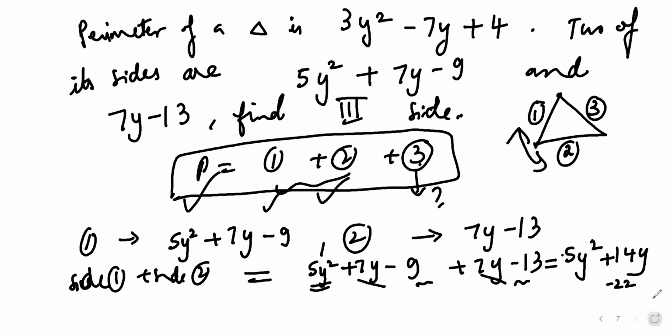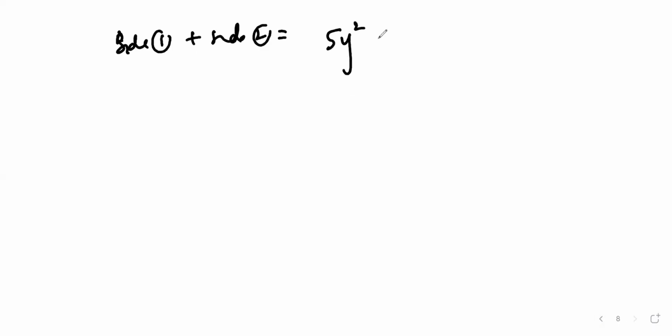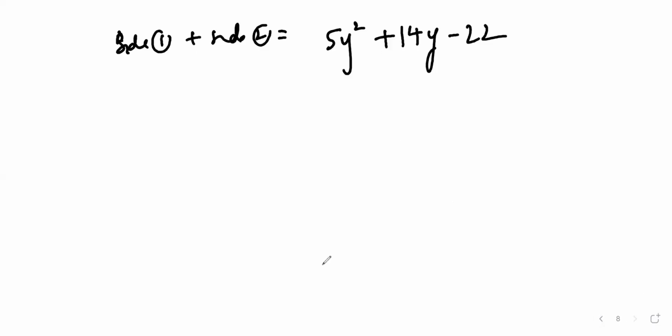Okay. So I'll go to the next slide. So side 1 plus side 2 will be equal to 5y square plus 14y minus 22. 5y square plus 14y minus 22 is the polynomial, a trinomial. And what kind of a trinomial? Remember, I have taught you that the degree is 2, the highest power of the variable being 2. So it's a quadratic. The degree is 2, and there are 3 terms. So it's a trinomial. Okay.